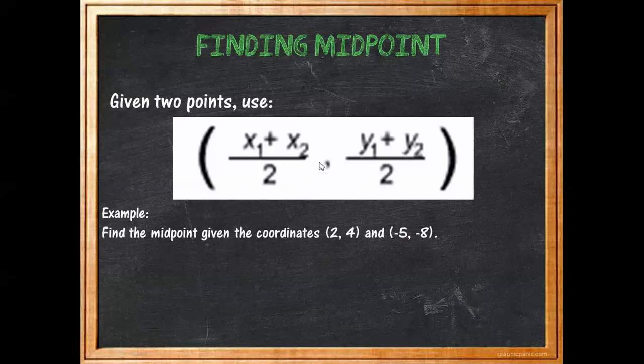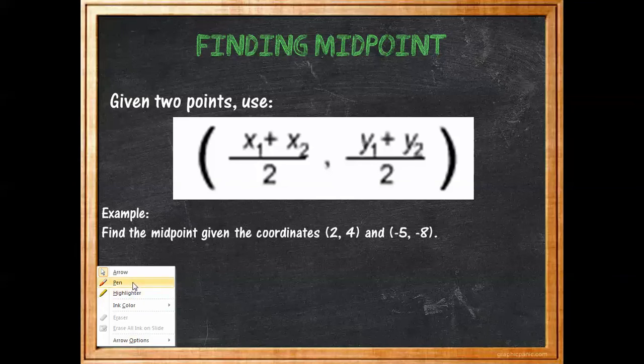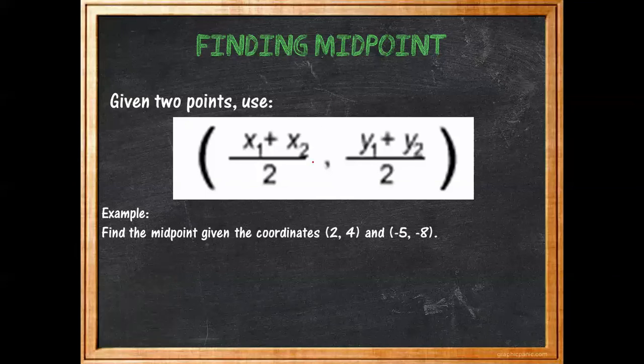To find the midpoint, if you're given 2 points, you use the formula x1 plus x2 divided by 2 to find the mid x point, and then y1 plus y2 divided by 2 to find the middle y point. The midpoint formula finds the point that's directly in the middle of a line. So if I'm given a line that has points 2, 4 and negative 5, 8, just like with slope, we're going to label x1, y1, x2, y2, and plug it in.